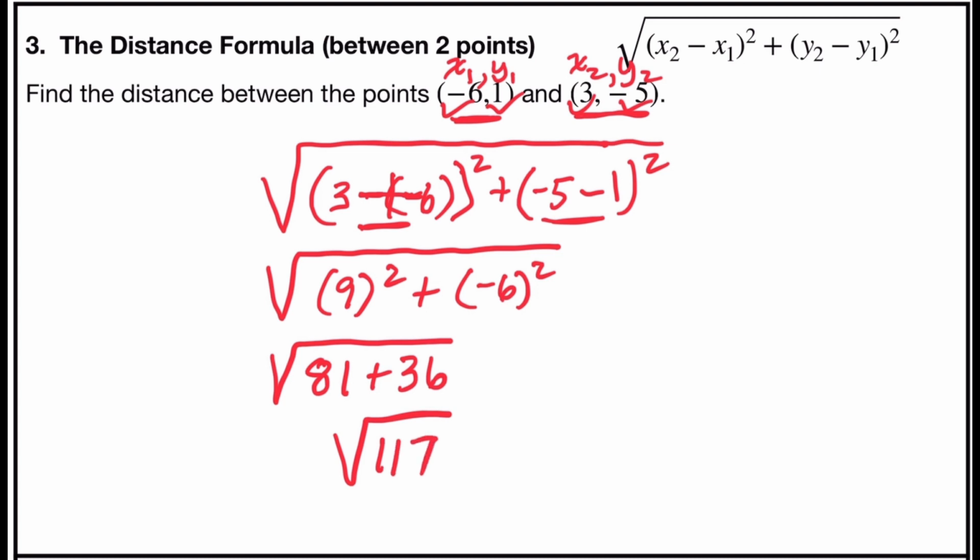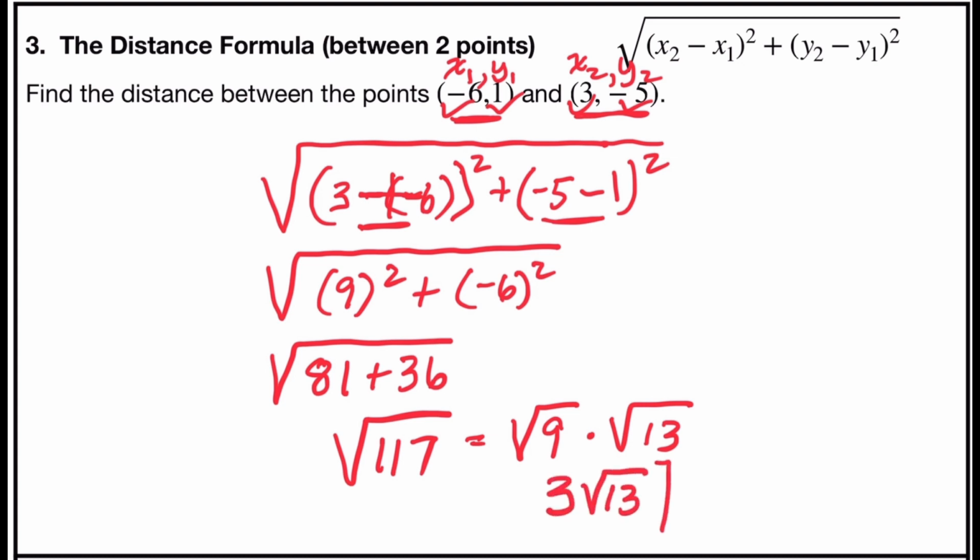And now I have to see if I can simplify this square root, which I can, because there's a perfect square factor of 9. And so the square root of 117 is equal to the square root of 9 times the square root of 13, and since 9 is a perfect square, the square root of 9 is 3. So the distance between those 2 points would be 3 times the square root of 13.